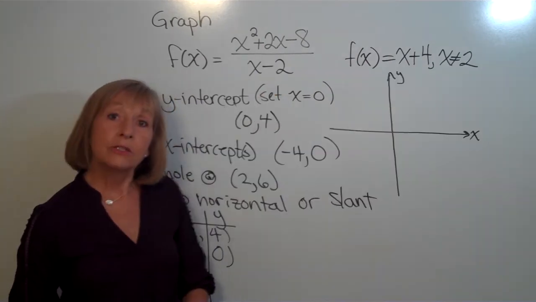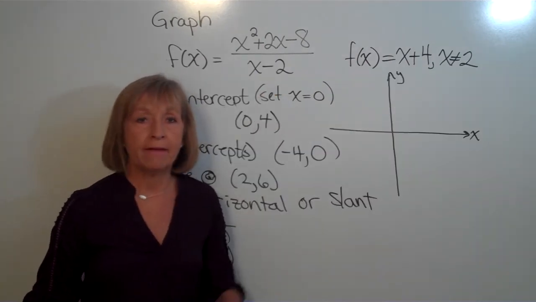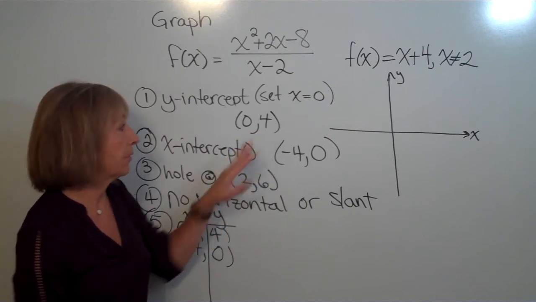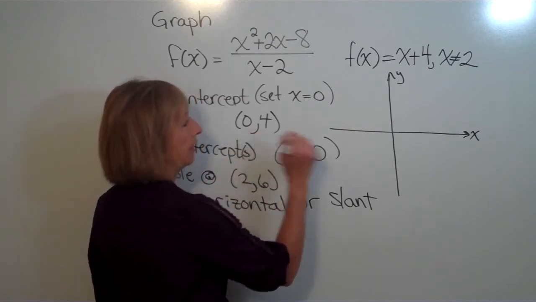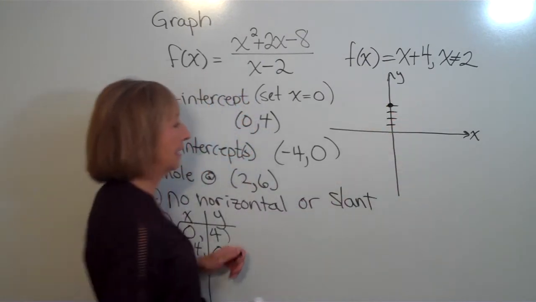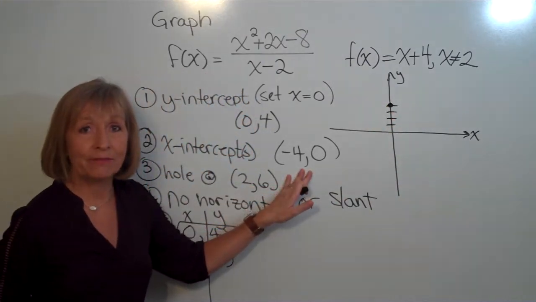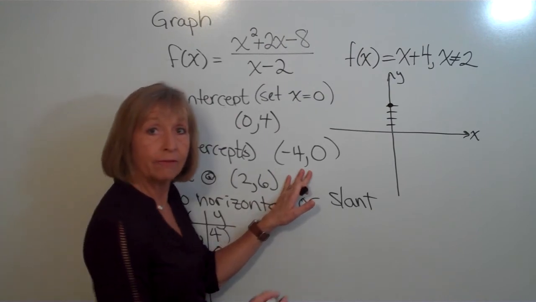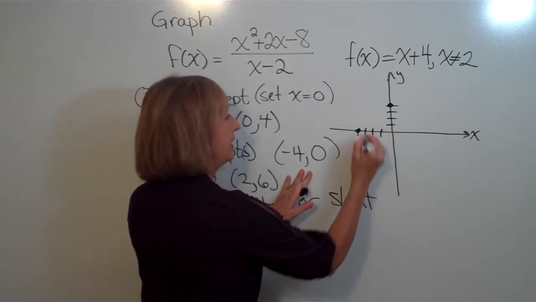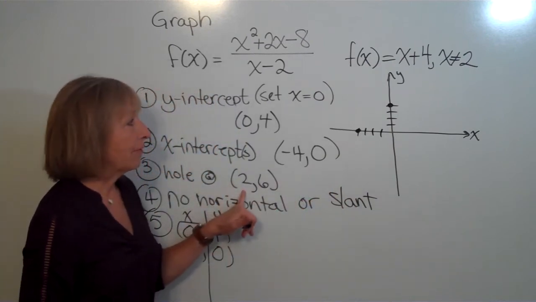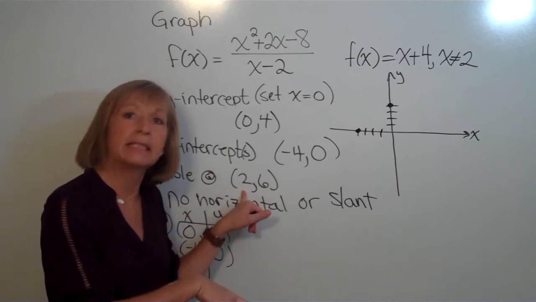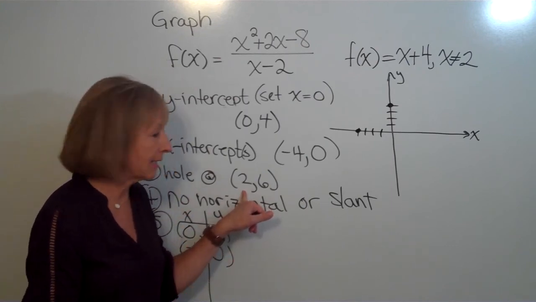So now let's take all of the information that we have and put it on our graph. We have a y-intercept of (0, 4), so don't go left or right, go up 4. Draw my dot. I have an x-intercept of (-4, 0), so go left 4, don't go up or down. Draw my dot. I have a hole in the graph at x equal 2, which is what we had before I did the step to condense this stuff.